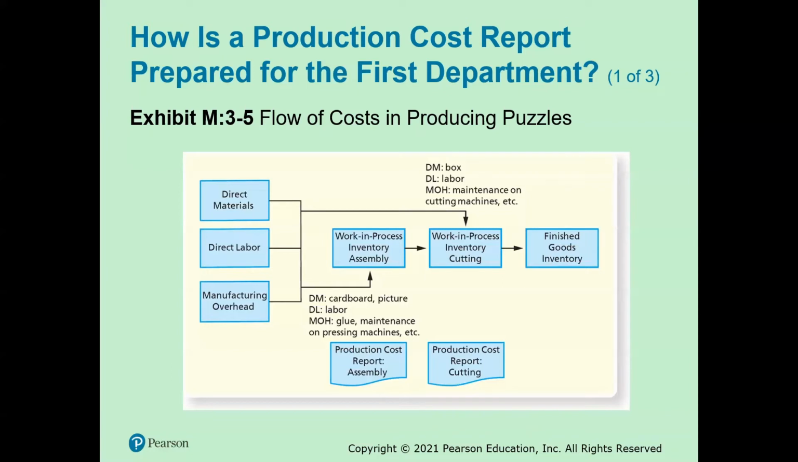And the following costs flow from the work in process inventory for assembly to the work in process inventory for cutting, as reported on the production cost report for cutting. And then the cost flows from the work in process inventory for cutting to the finished goods inventory.